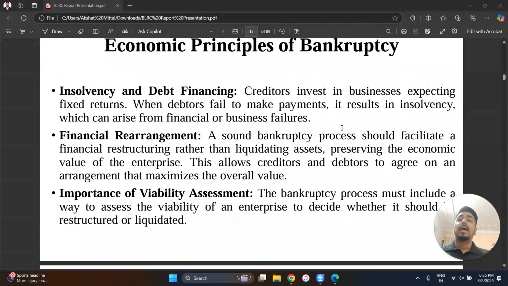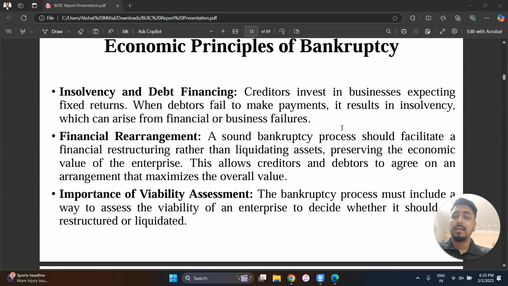Then, this committee has also highlighted some very basic economic principles of bankruptcy, and what an entity requires when it goes bankrupt. So, firstly, when an entity goes insolvent, the first and foremost question is what should be done? Whether this entity should be reorganized, its assets and liabilities should be reorganized in such a fashion that the business of the entity may revive, or if there is no possibility of such revival, should the entity be directly liquidated? So, therefore, financial rearrangement becomes one of the most important principles while dealing with an insolvent or a bankrupt entity.